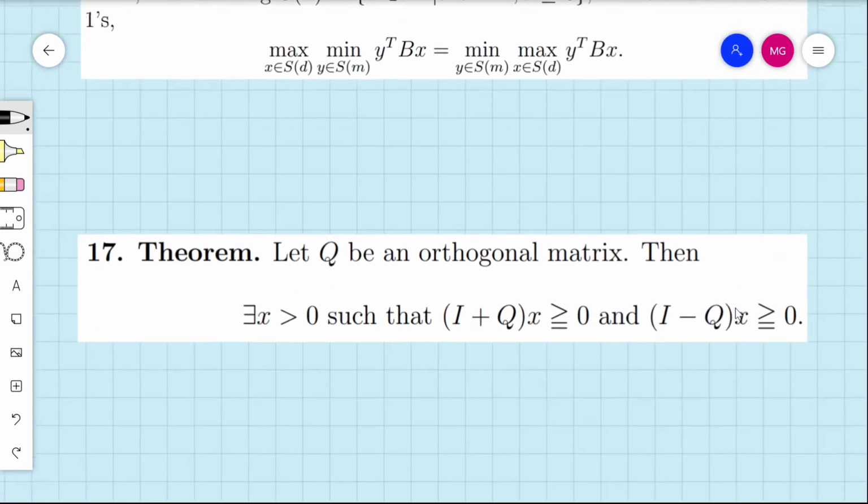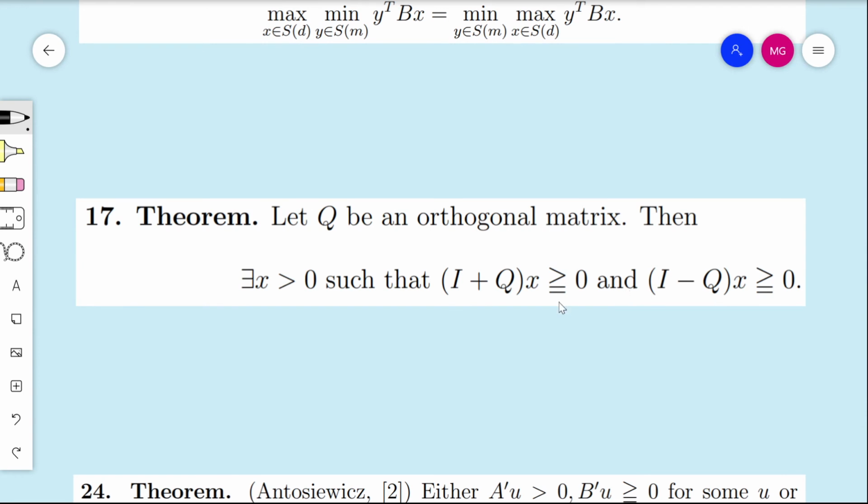Here's another. This is talking about just the feasibility of a system. If q is orthogonal, then I plus q and I minus q define some constraints, and you can always find a positive x that satisfies these constraints with non-negativity.